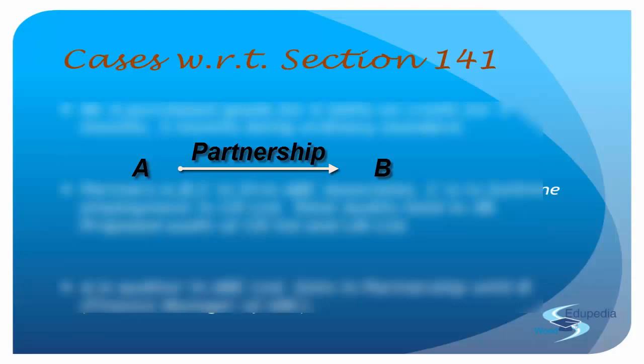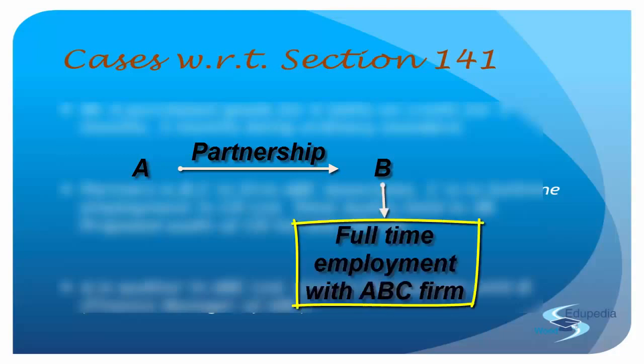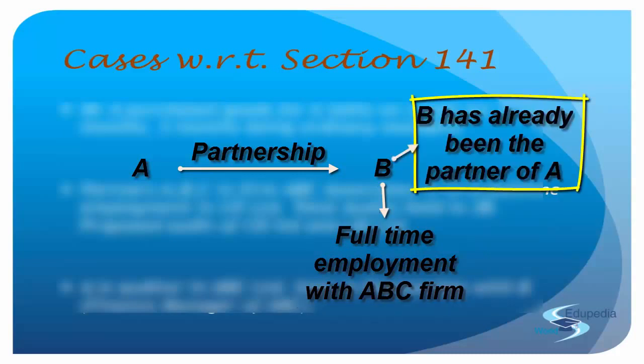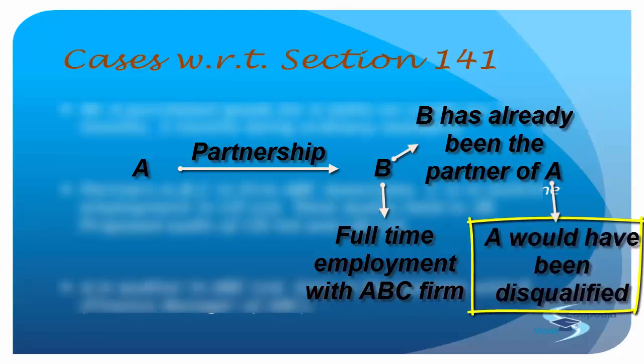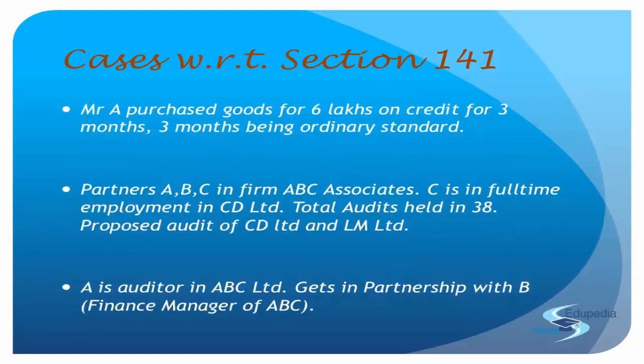Now what happens is, ideally, if B is in full-time employment, because if he's a finance manager, B is in full-time employment with ABC. So if B had already been the partner of A, A would have been disqualified, right? But if the auditor attracts disqualification after being appointed as auditor, then in that case, the auditor will have to vacate the office, and that situation would be considered a casual vacancy that will be filled up by the director.